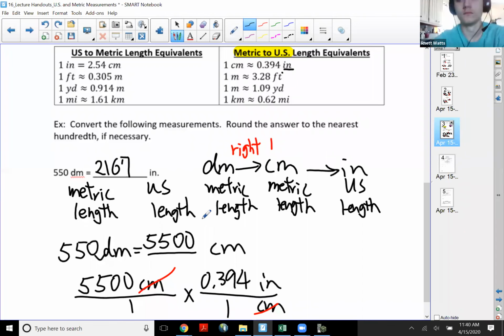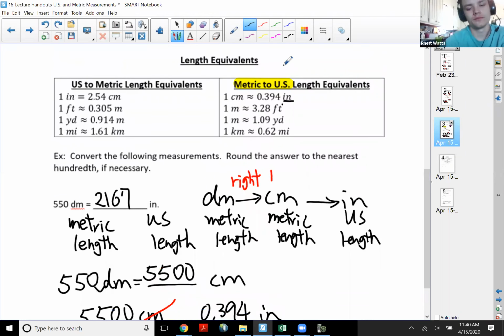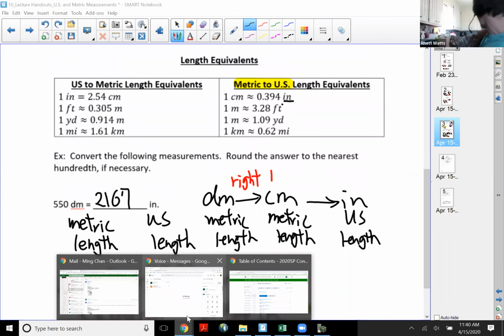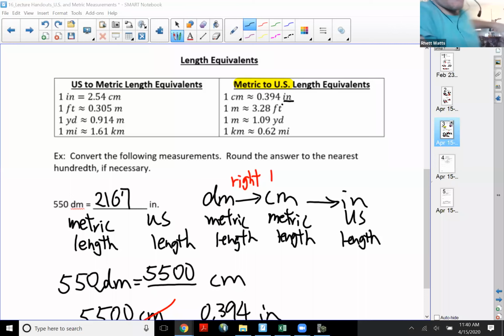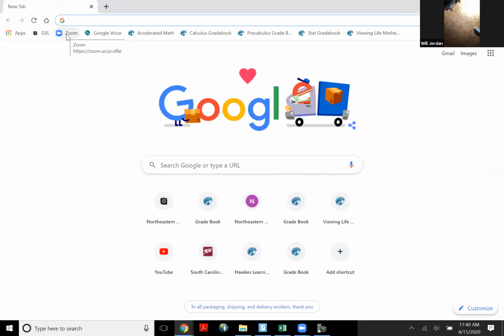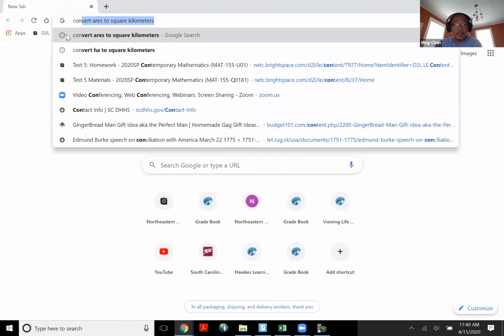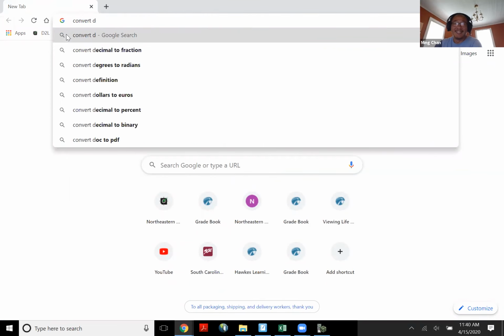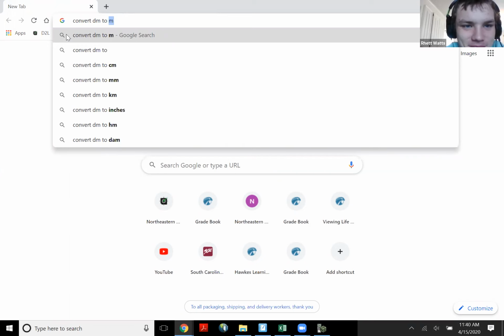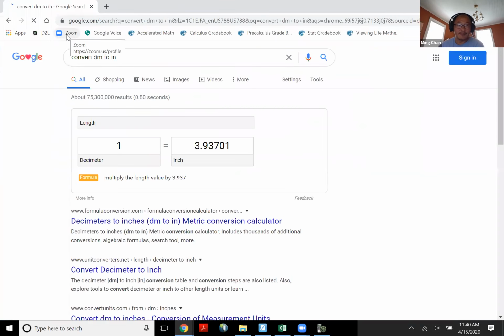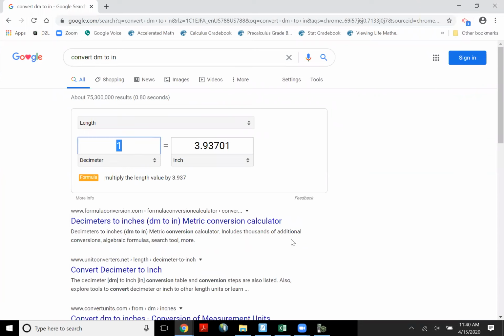Remember, I can actually literally, and I tell students this all the time, no lie, just go to Google and say convert dm to what was that? To inch. All right, how many dm do I have? 550. Voila, that's your answer. Not quite exact.